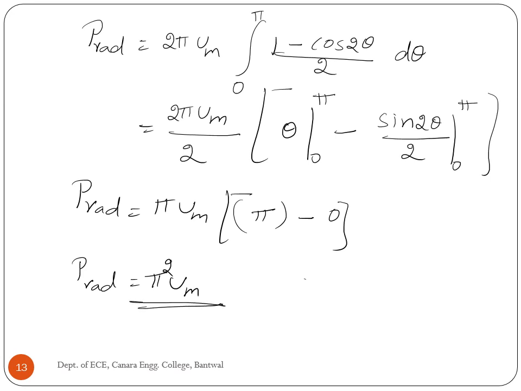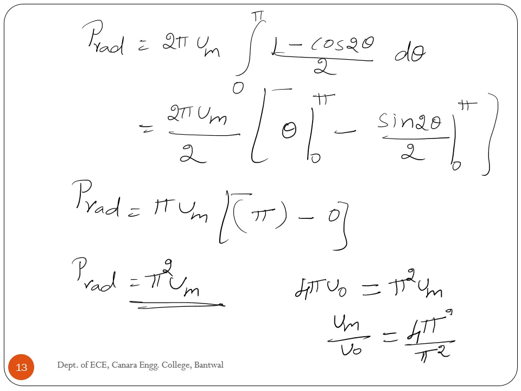We know that the radiated power from an isotropic source is 4 pi U naught, which is equated with the radiated power of the given pattern, pi square Um. So Um by U naught is equal to 4 pi divided by pi square, which is equal to 4 by pi, nothing but the directivity.